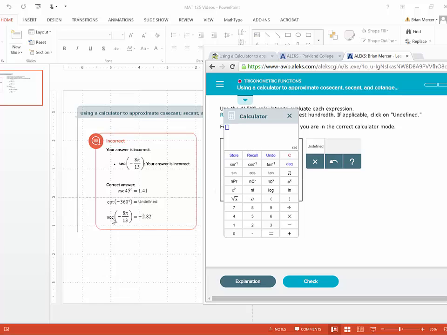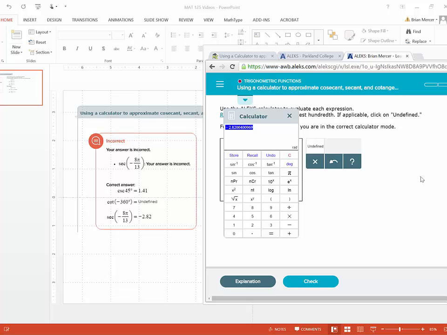And if I want the secant, that's 1 over cosine. So I'm going to type 1 divided by cosine of negative 8 pi, so 8 pi right there, and then divided by, while I'm still in the parentheses of the cosine, notice that makes a fraction, 8 pi divided by 13. And there we go, and you press equal there. Notice we get negative 2.82.